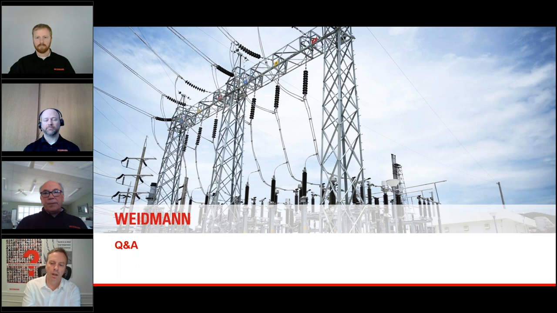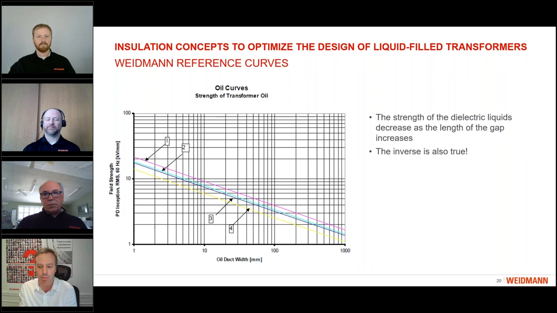Okay, thank you. We had a couple of people asking about the Weidmann reference curves and whether we could clarify numbers 1 to 4 for the curves. I'm not sure if you can head to there. But while we do that, Tom, I have a quick question for you that came in. The dielectric strength of paper, according to the standard, depending on density and air permeability, is determined in air. How can you find out what the dielectric strength of paper that's been treated with oil is?